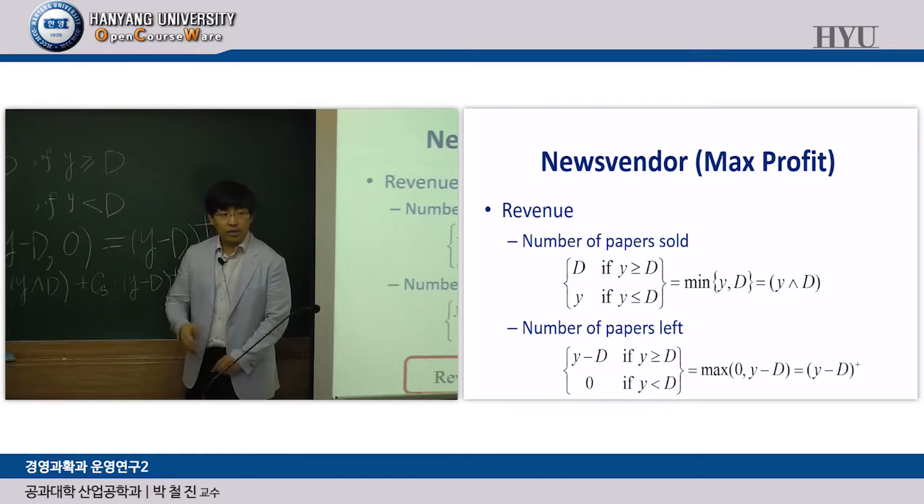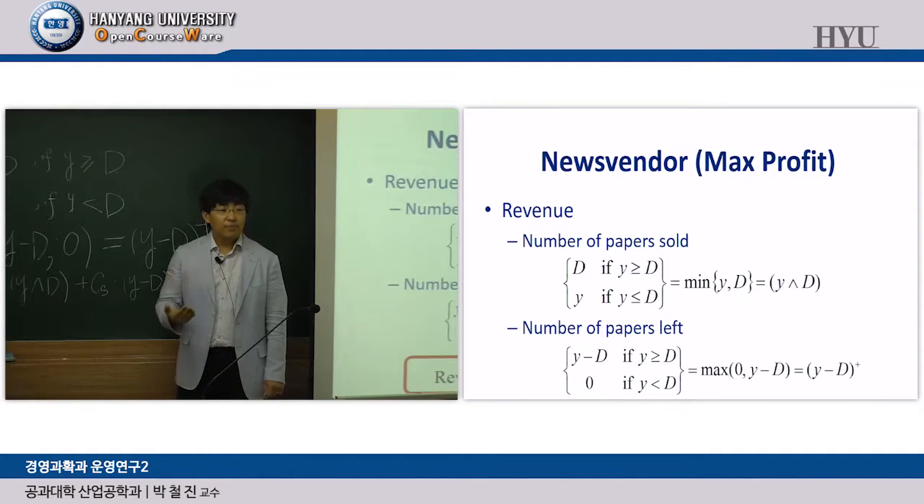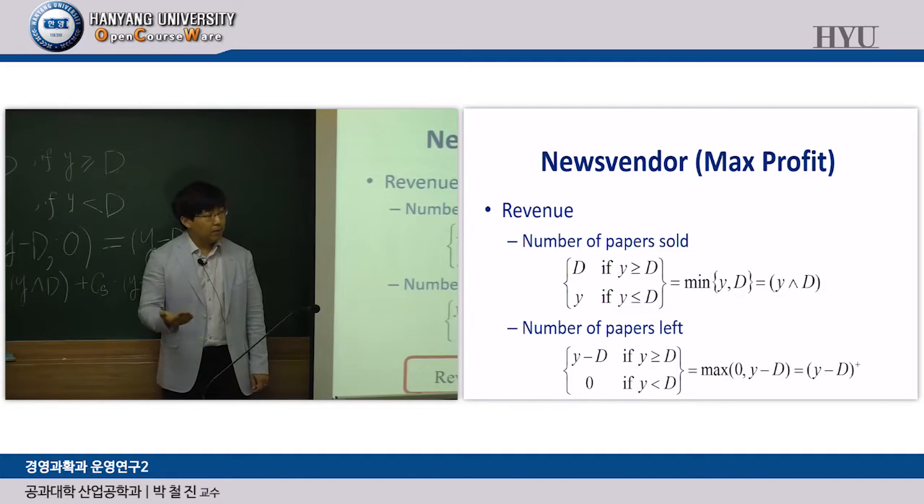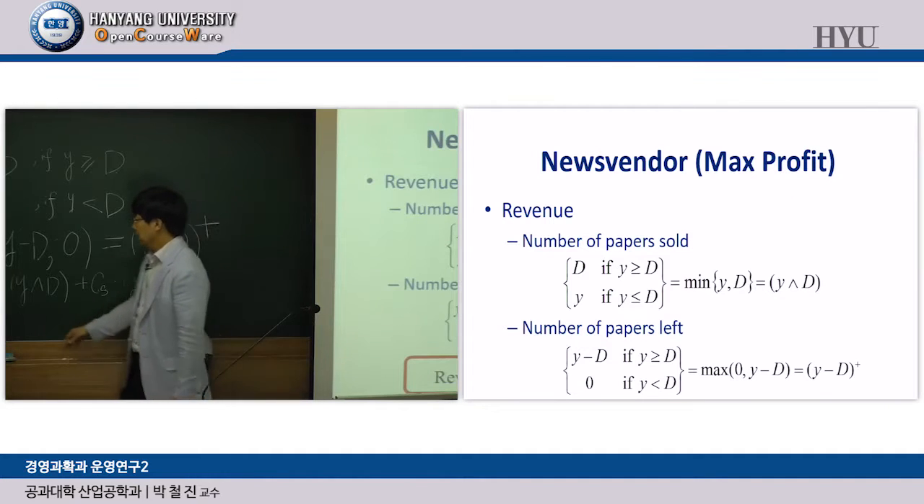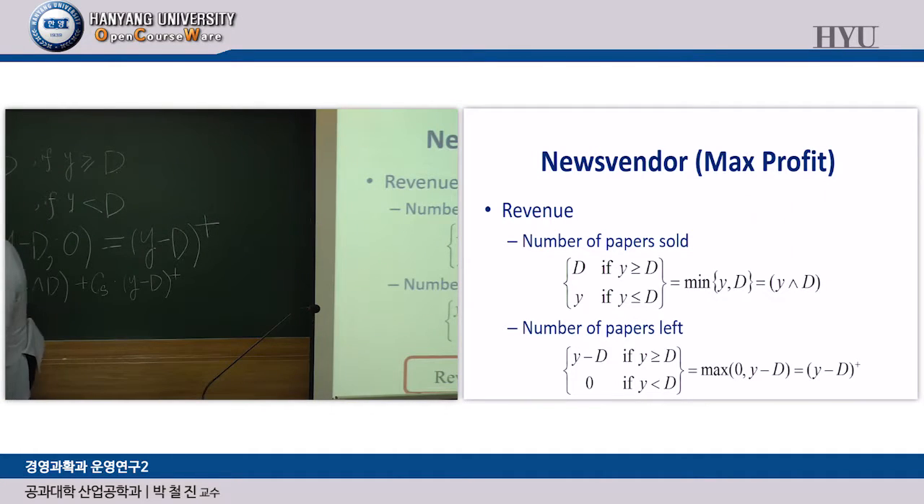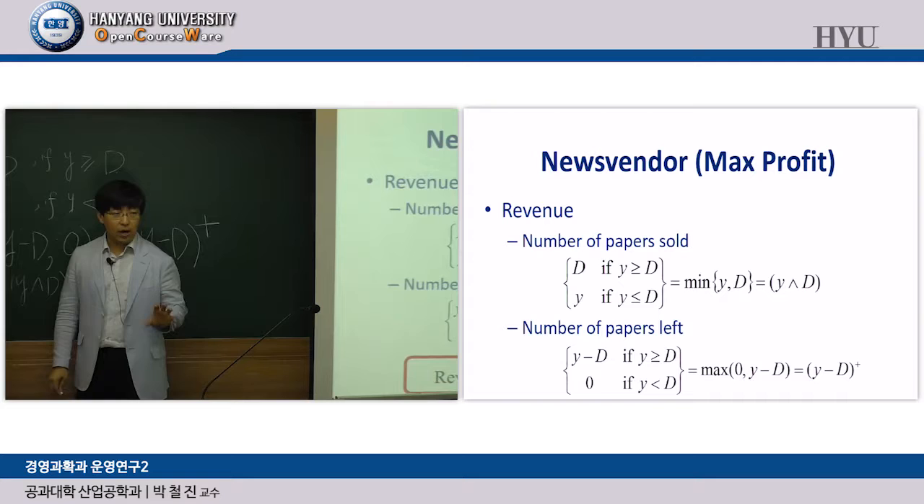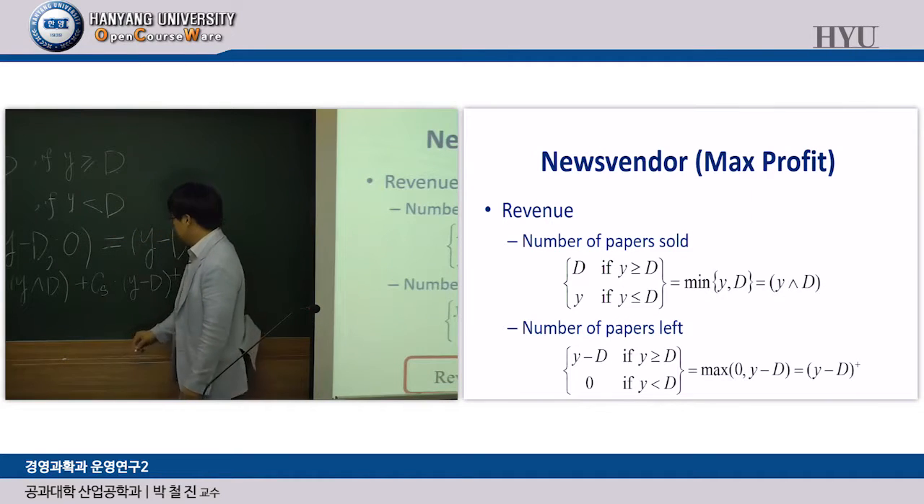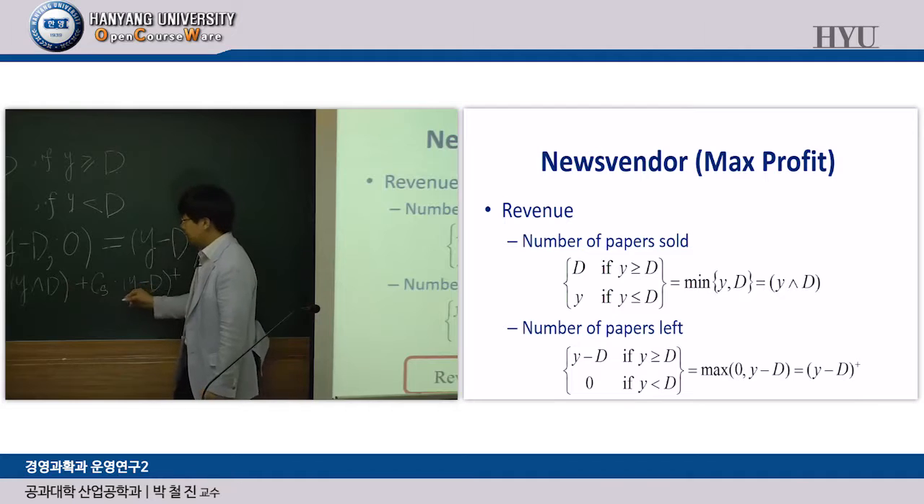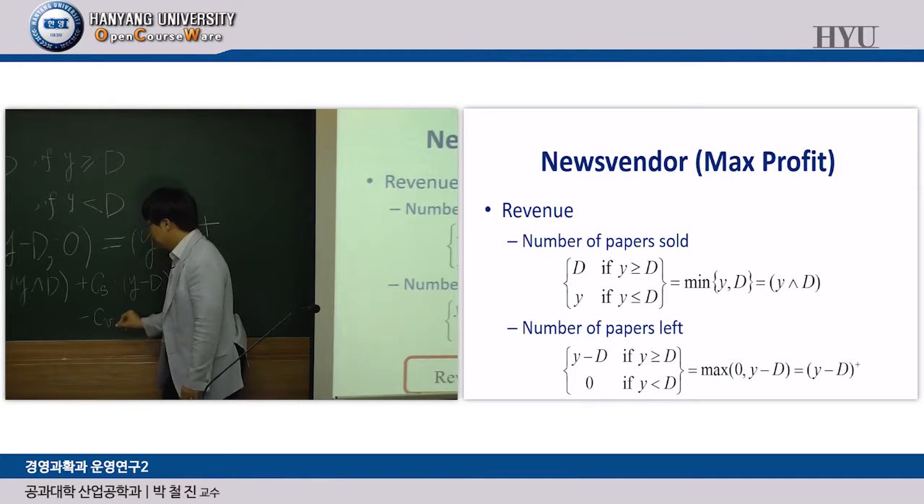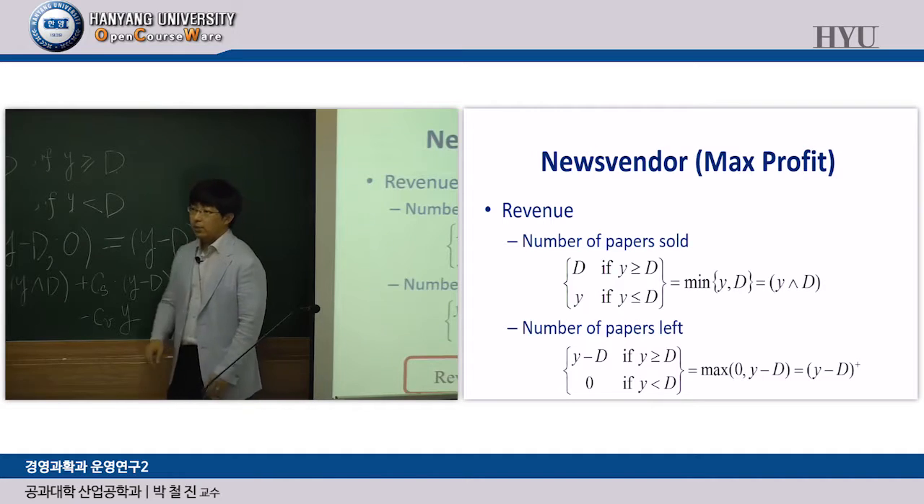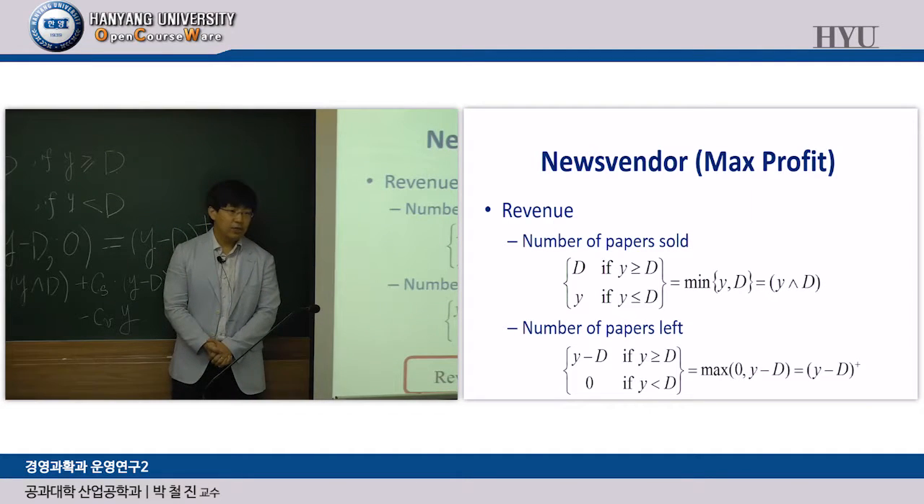And then, if we consider the profit function, as I said before, the profit function is revenue minus cost. Okay. The profit function is a function of the decision variable Y and the random variable D. In that case, profit is revenue minus cost. Then we can formulate the profit function.